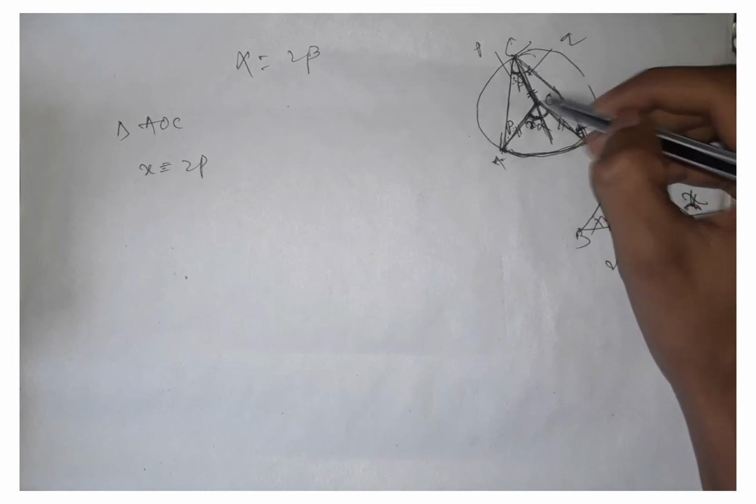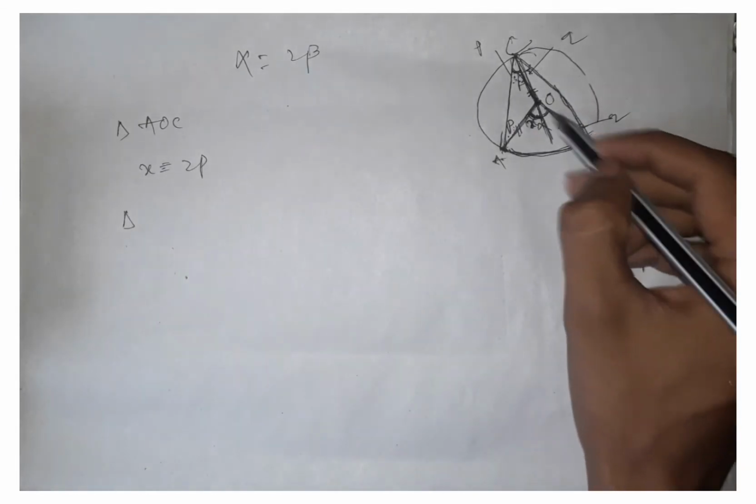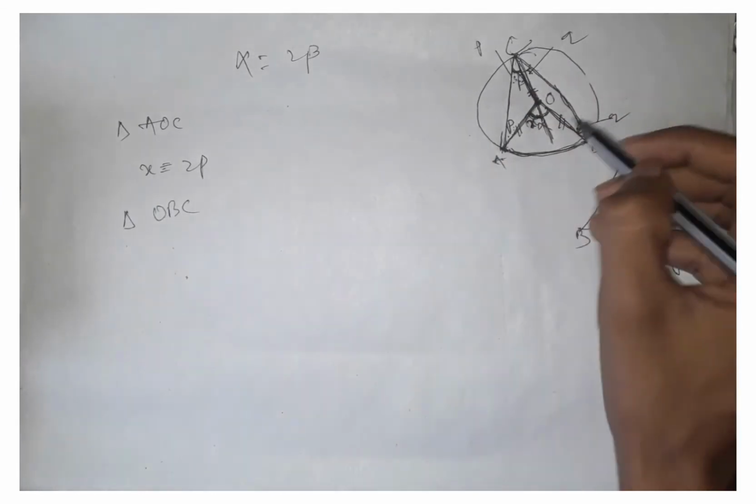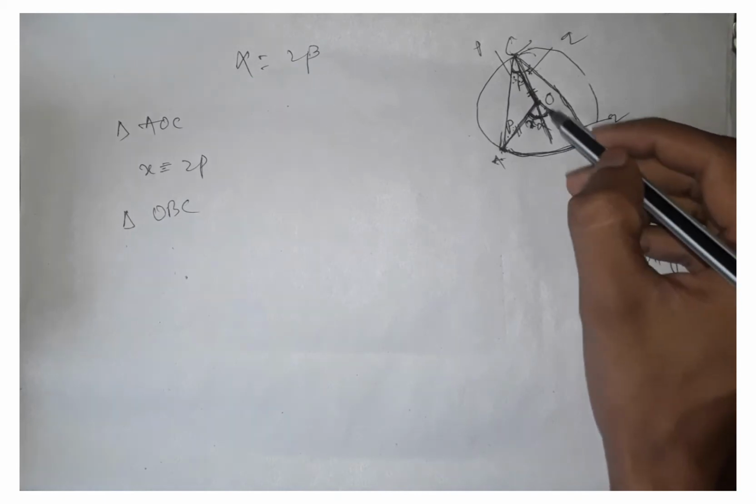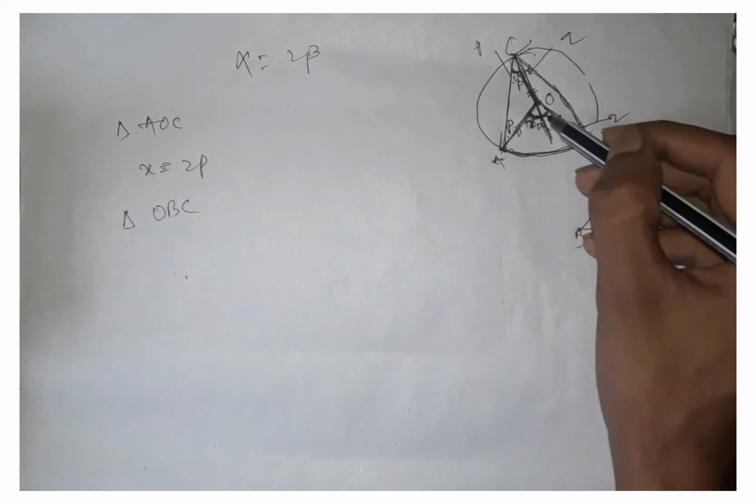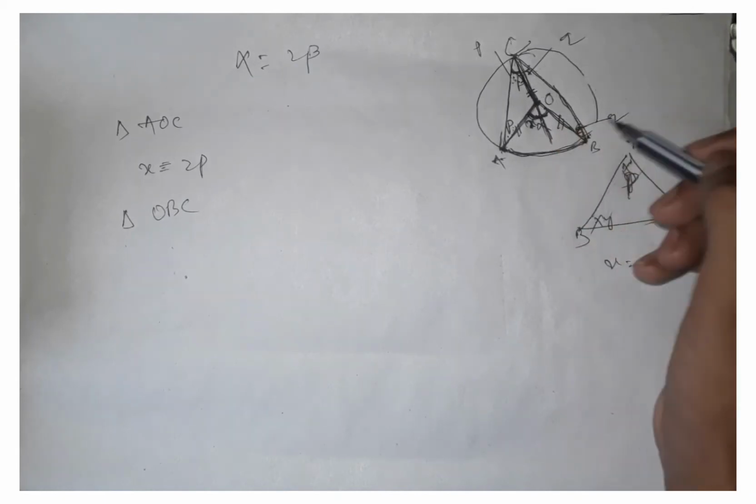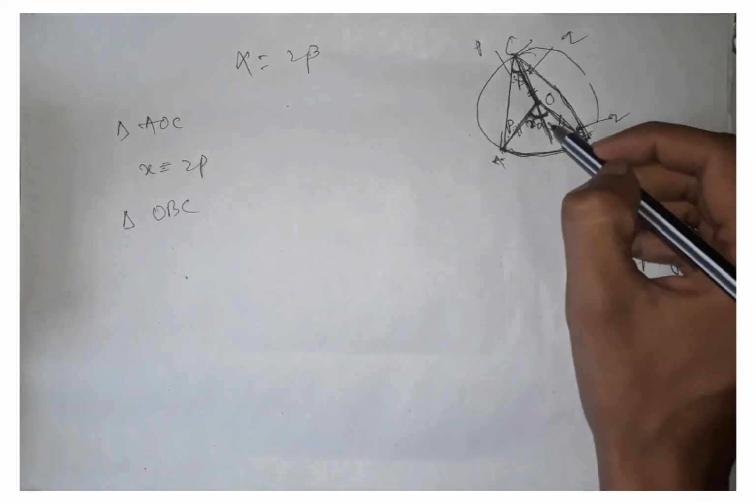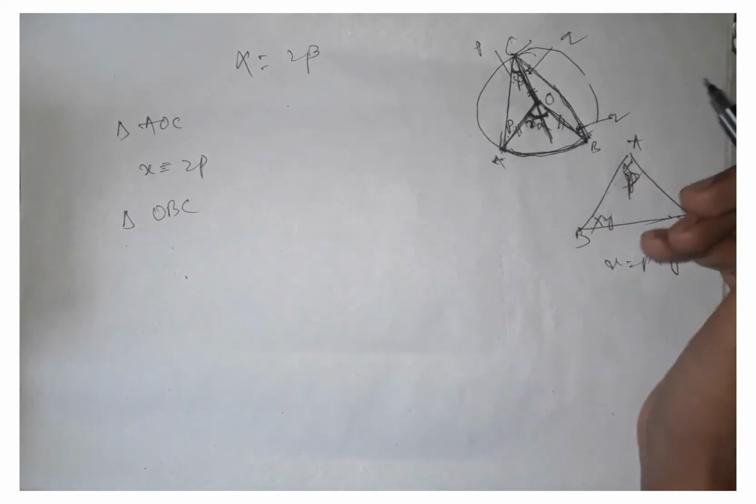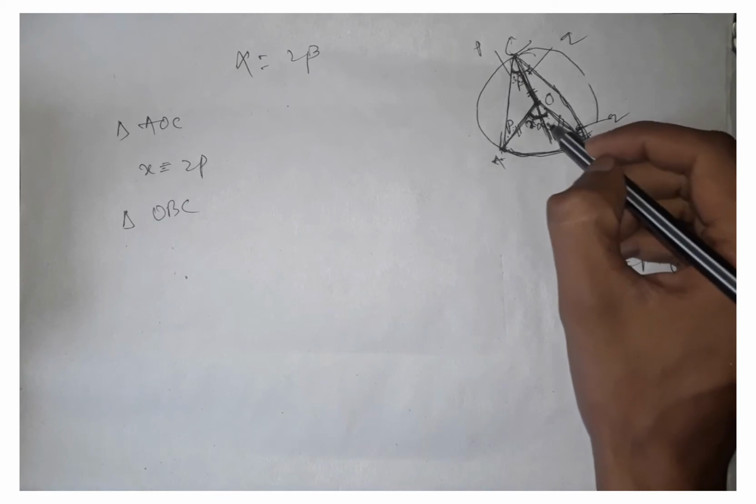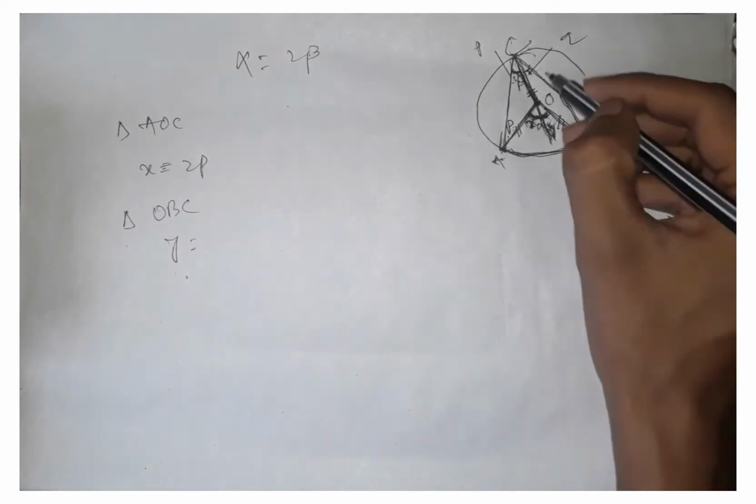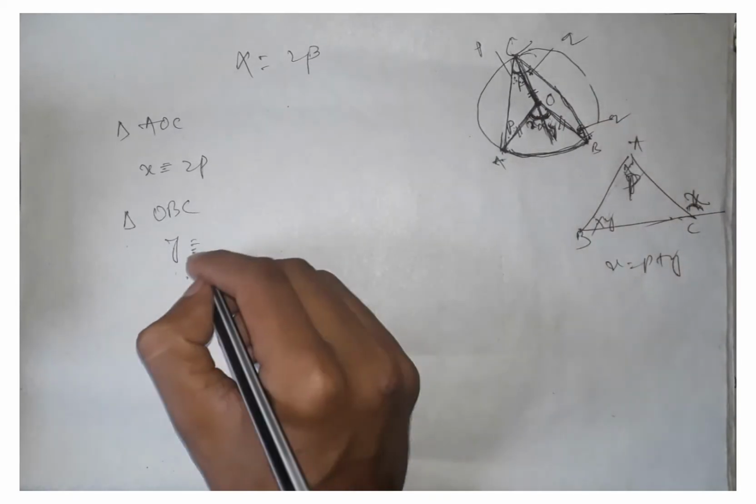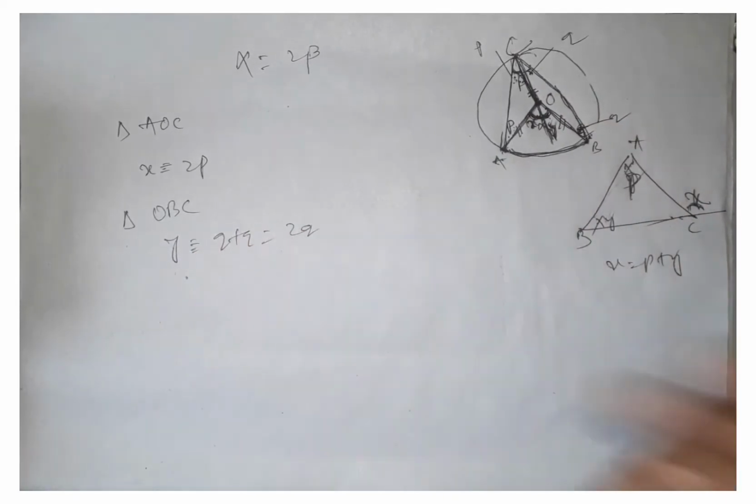And in triangle OBC, this is the exterior angle, and this angle is equal to this angle plus this angle. So let's call this angle y. If this is y, then y is equal to this angle plus this angle, Q plus Q, that is 2 times Q. Now we got our result.